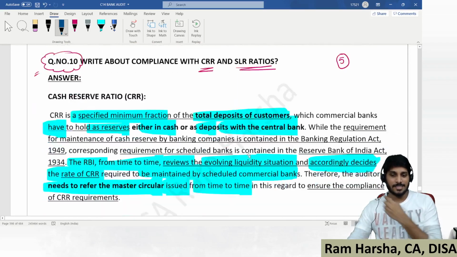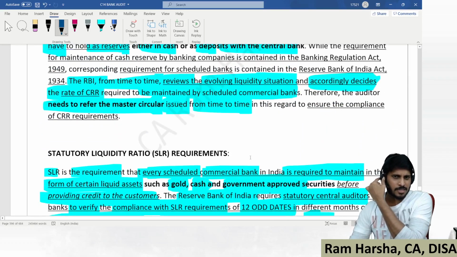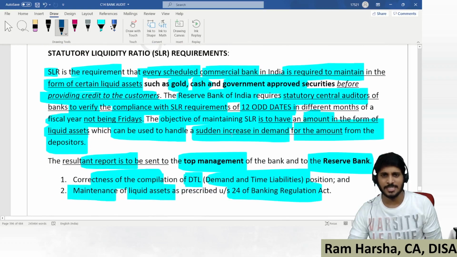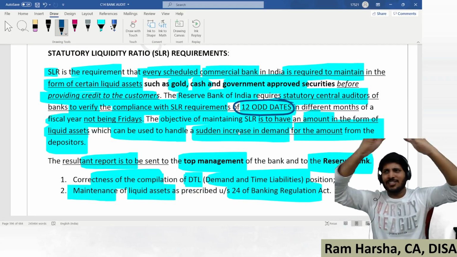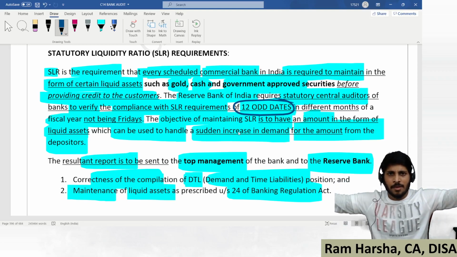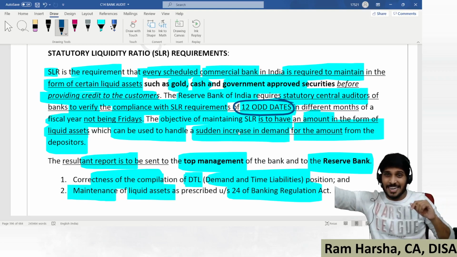So what is there in CRR, SLR? For CRR, we need to check whether the circular has been followed and the rates have been followed. SLR also we have to check. We have to check just 12 samples in the entire year, just take 12 dates over the months. Okay, check it. How do you check whether CRR, SLR is maintained rightly or not?